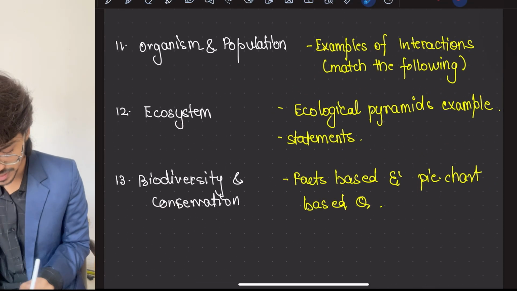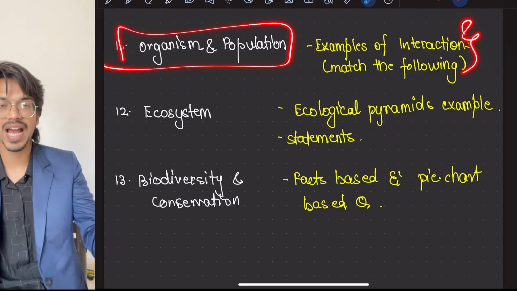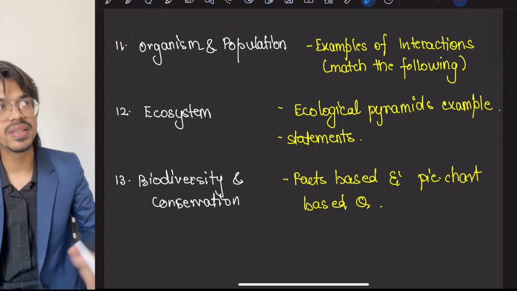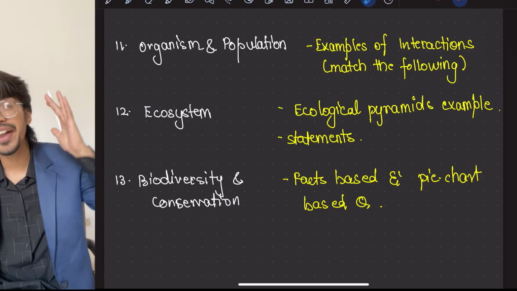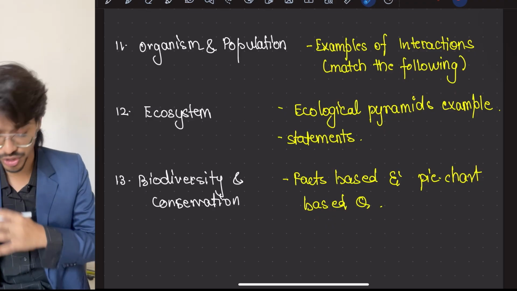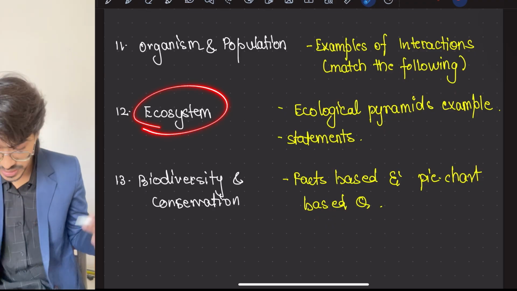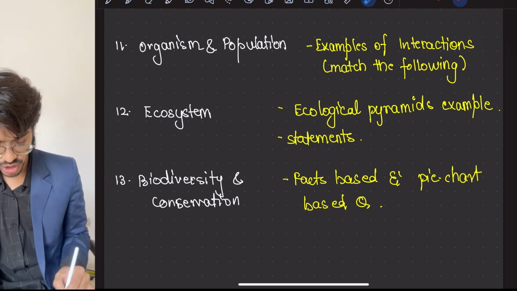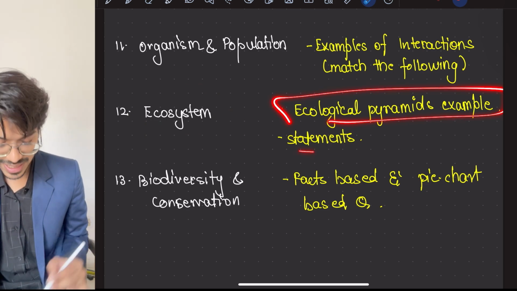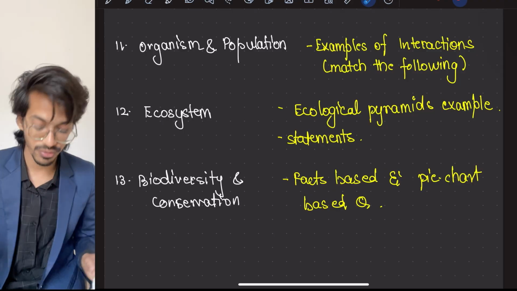biology, that is organisms and populations. Here examples of interaction, a match the following kind of question will be there. In this, mutualism and competition have higher chances of a question coming for you. Then comes the ecosystem. In the ecosystem, ecological pyramids you have to remember, and statement based questions from all the chapters can come to you.